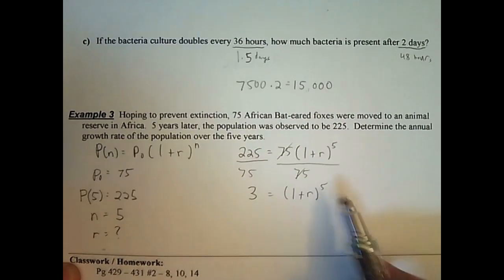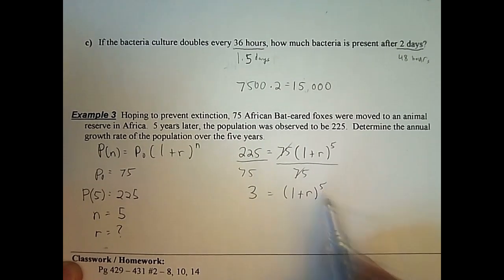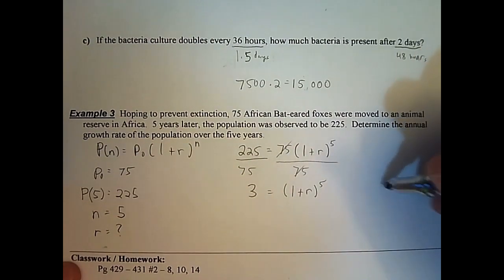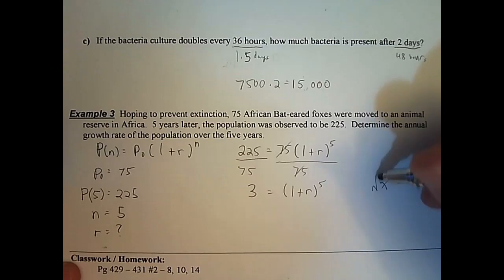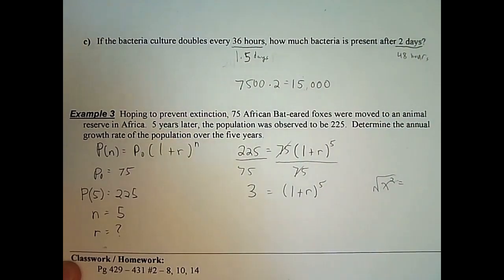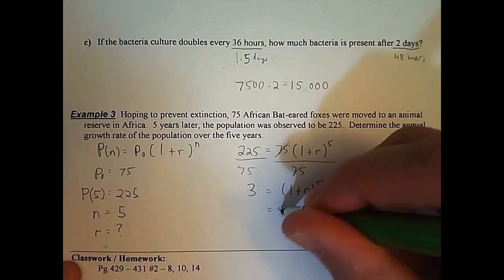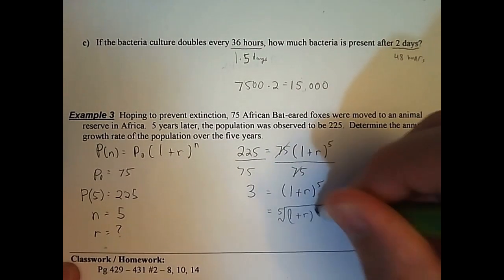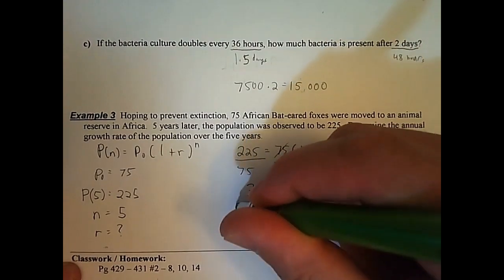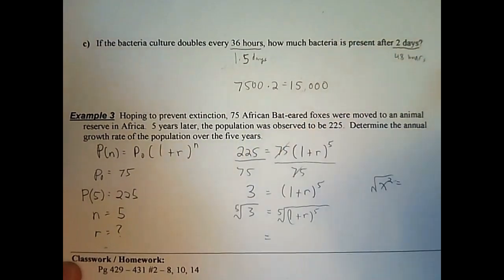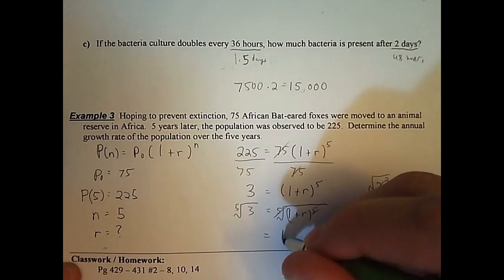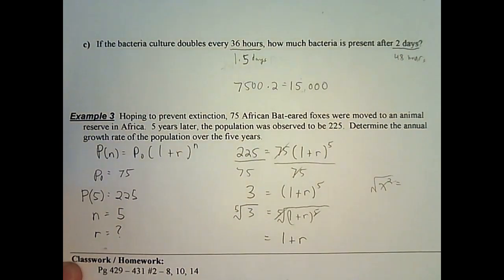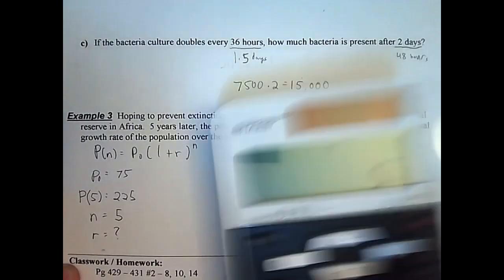Now, I want to get rid of the exponent that's here. If we want to get rid of something squared, we square root it. So, way back in earlier chapter 7, if I want to get rid of this, I'm going to take a fifth root here to cancel out that exponent. Whatever I do to one side, I do to both sides. These cancel out. I'm left with 1 plus r here. And the fifth root, I should maybe show that here.